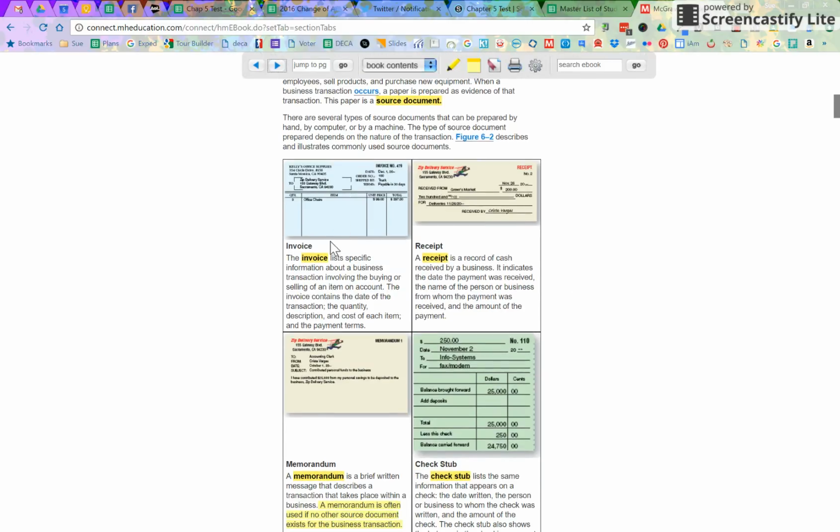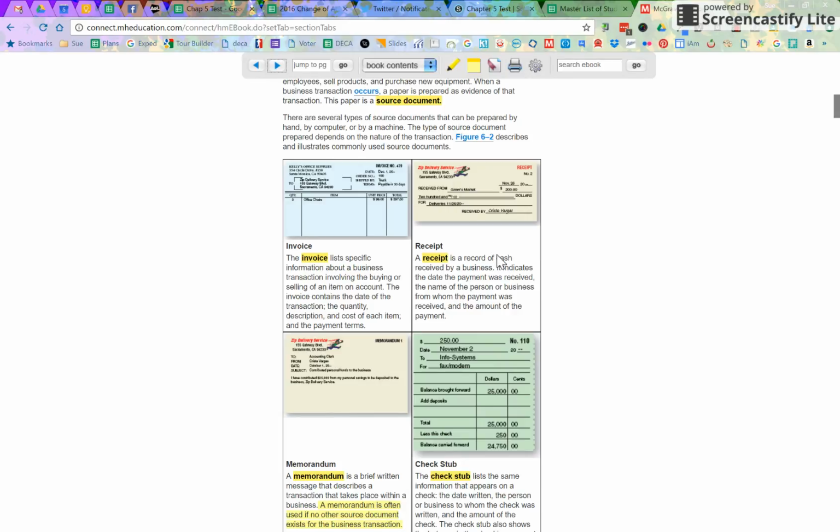The first one is an invoice. An invoice is when we either sold something or we bought something. We list specific information about a business transaction occurring from buying or selling. So if our name is up here on the top, we are selling. If our name is here in the to line, we are buying. And you'll see easy examples of that. So again, it could be buying or selling.